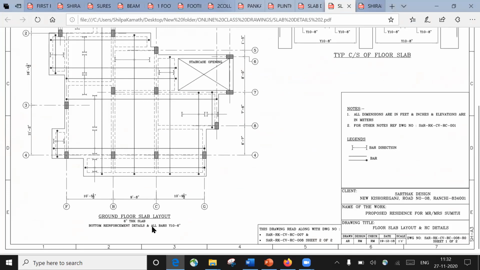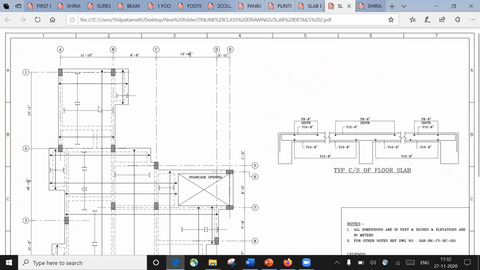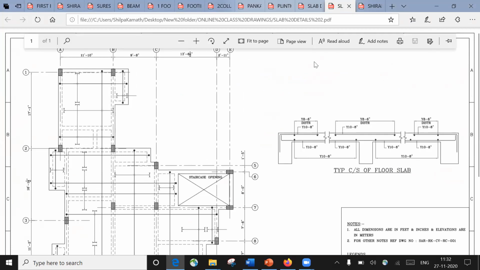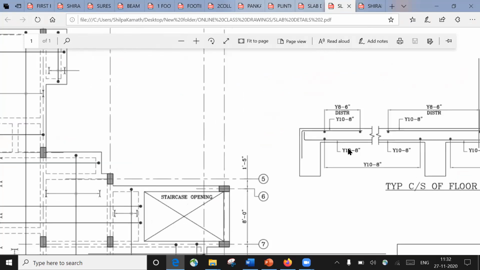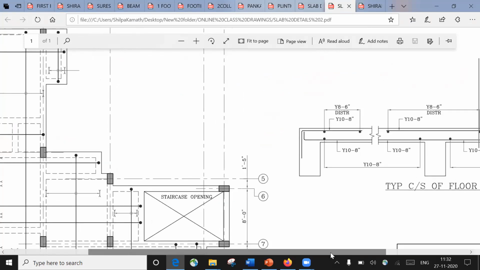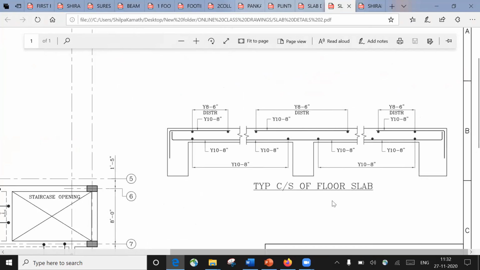You have to provide a 6 inch thick slab, that is 150 mm. So these are the reinforcement details you're going to get. We'll try to see this. This is a typical cross section of a slab. It is mentioned here you have to provide a 10 diameter bar spaced at 8 inches, and you have to provide 8 diameter bar at 6 inches, that is a distribution bar. So it is shown in this way.